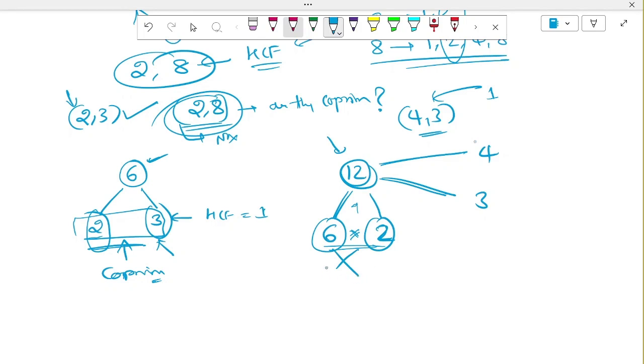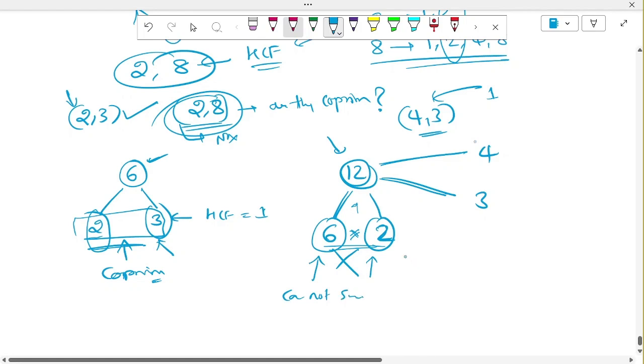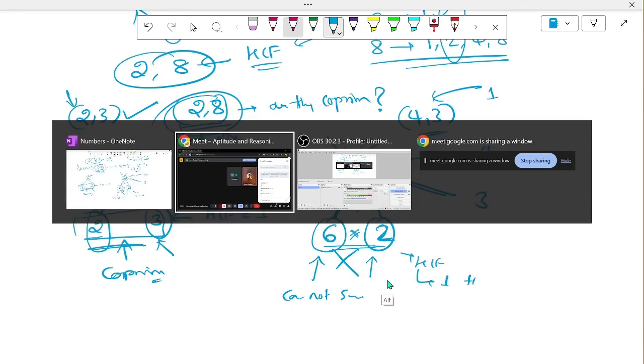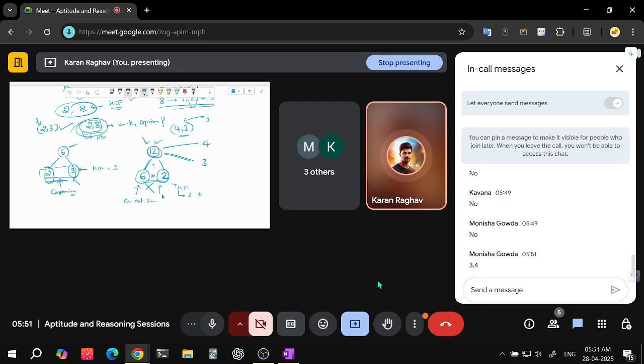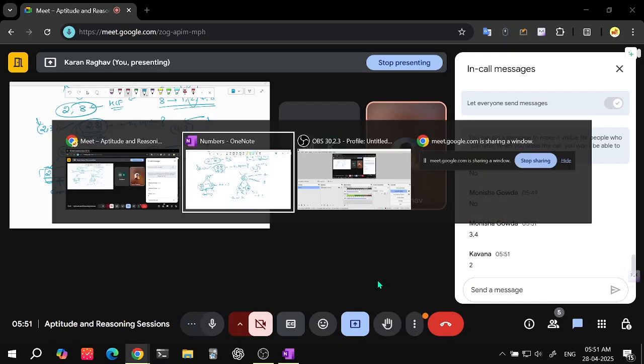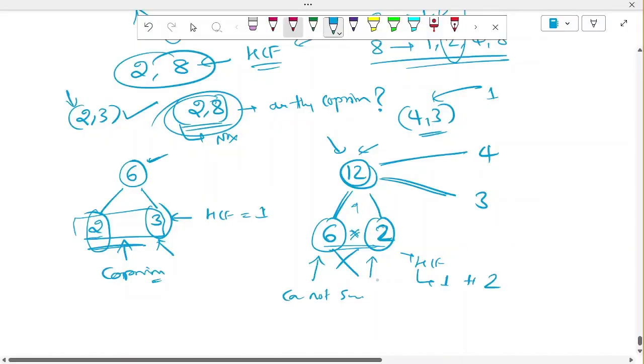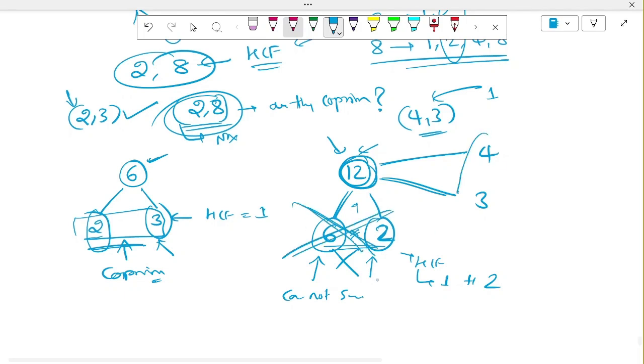Because if a number is divisible by both 6 and 2, I cannot say that the number is divisible by 12, because the HCF of these numbers is not equal to 1. The HCF of 6 and 2 is equal to 2. That's why I cannot check divisibility of 12 using these two numbers. But observe this part. What is the HCF of these two numbers? It is 1, and so I can call them co-prime numbers, and therefore I can use these two numbers for checking the divisibility by 12.